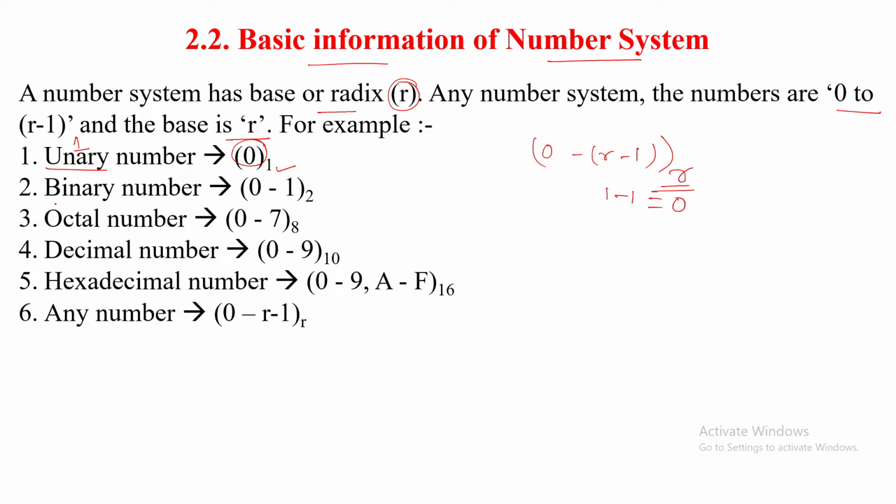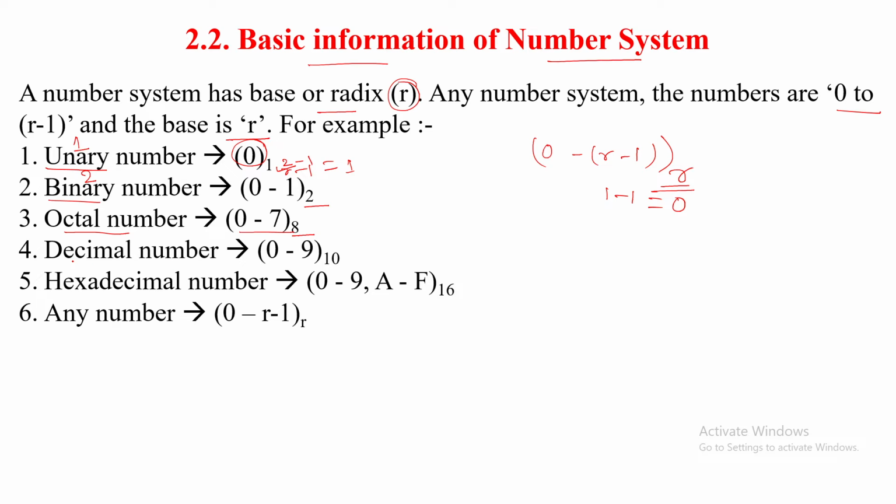Binary number system. Bi means 2. So the base is 2 and numbers should be taken from 0 to R minus 1. R value is 2. So 2 minus 1, it is 1. So 0 to 1. Octal number system. Octal base is 8. So number should be 0 to 7 only.